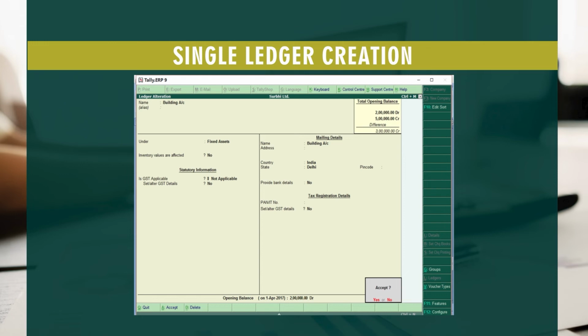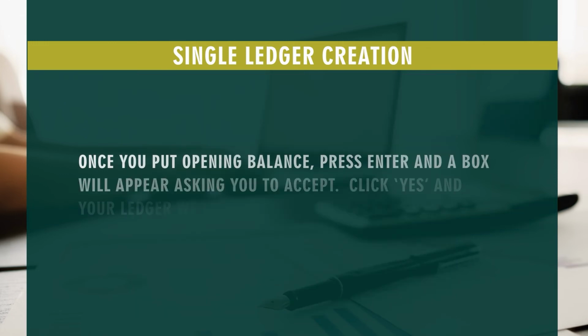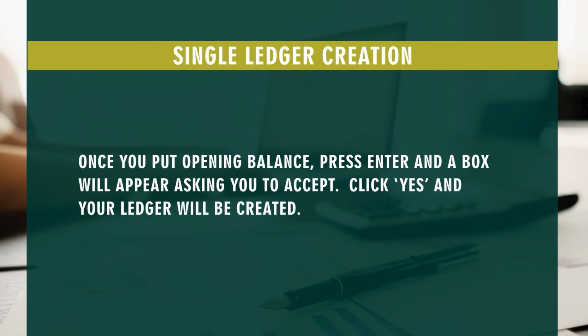So now we are done with the information. We will again press enter and it will ask us to accept it. If we are satisfied, we will press Y from the keyboard or take the cursor towards the yes, or in case we want to make any other change which has come to our mind, we can make that change by pressing no or N from the keyboard. We are satisfied with this, so we will press Y from the keyboard and the ledger will be created.